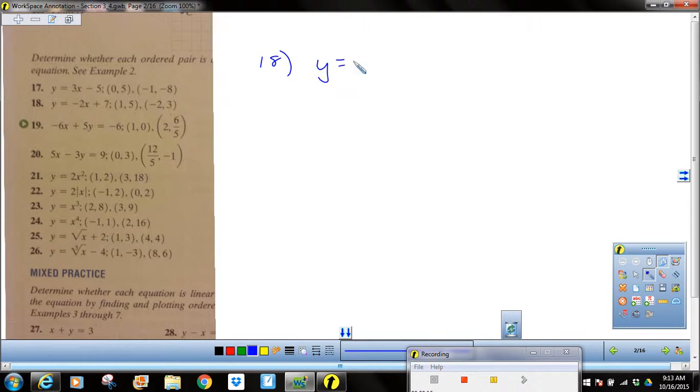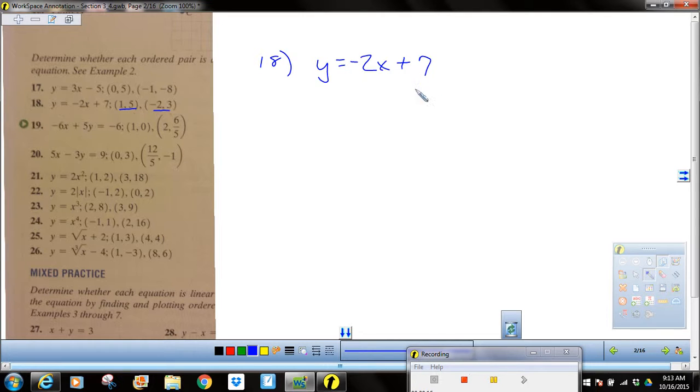Y equals negative 2x plus 7. It's asking whether each of these ordered pairs, the 1, 5 and the negative 2, 3, are solutions to this. A solution is any ordered pair that would make this equation true. For example, if I put zeros in here, negative 2 times 0 plus 7 is not equal to 0. So 0, 0 would not work. There's only select ones that work.